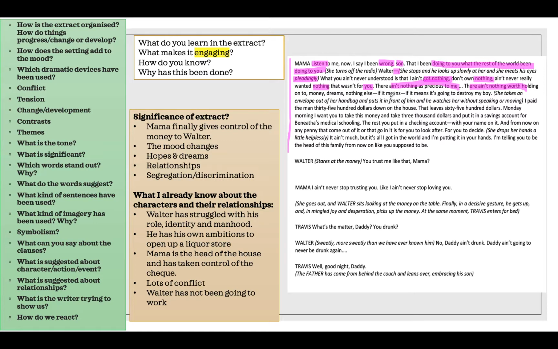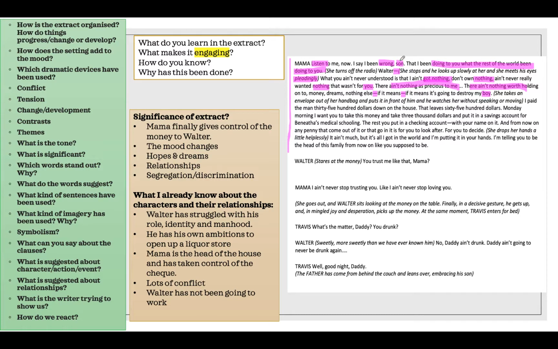And again, we've got this use of dashes here to show that maybe she's hesitating, or maybe the words aren't easy to come out of her mouth, because we've got "if it means it's going to destroy my boy." So maybe she's overcome with emotion here because she's realised the extent of Walter's unhappiness and his bitterness with his life.